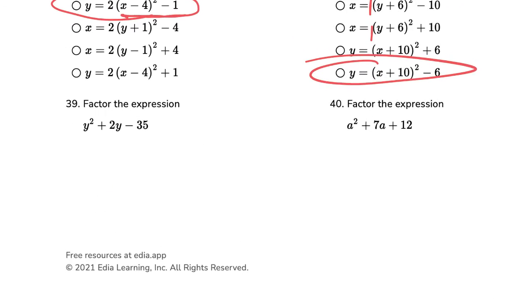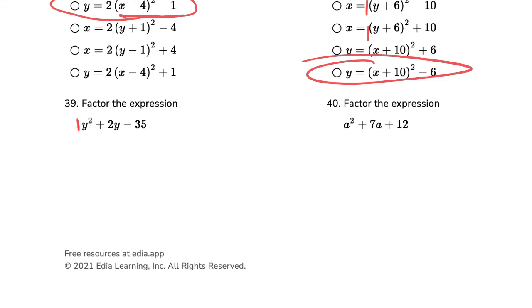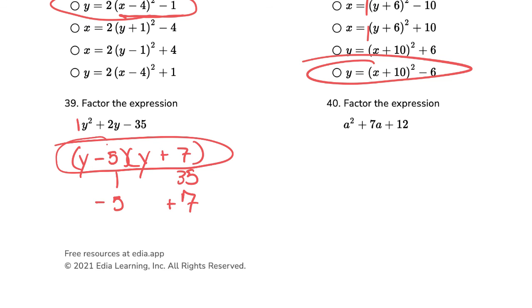We've just been working on factoring. Notice your A value here is 1. We like it when it's 1 because it'd just be Y and Y. And to get 35, because we just have to worry about the C, 1 and 35 are 5 and 7. You want the 5 and 7. And there you go: Y minus 5 times Y plus 7.